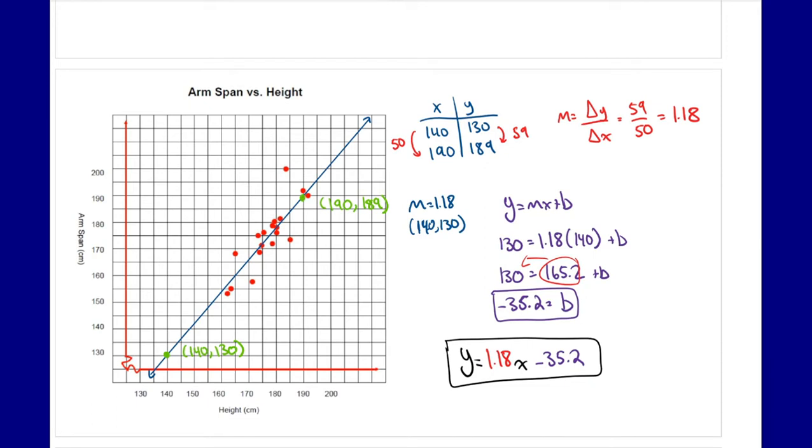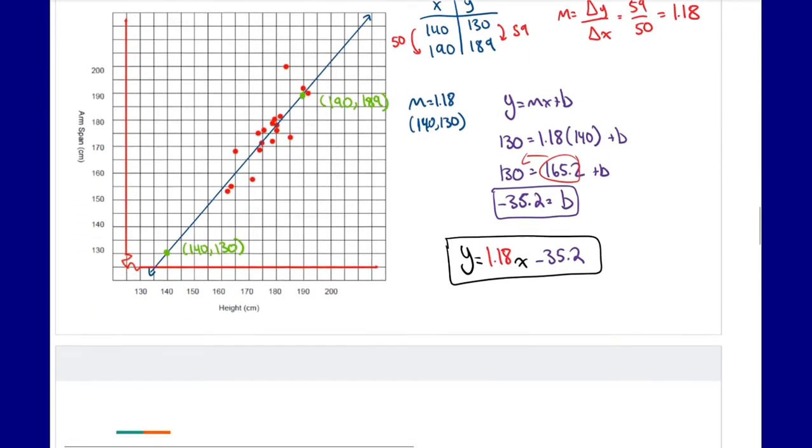Now we can use this line to make predictions if we wanted to. It would be a little bit more accurate than the predictions we made in the previous lesson. So that's the main thing. We want to find the line so that we could make predictions if we wanted to. And when we come up with this line, or sometimes it's called a linear regression using technology, it gives us the R value. So it tells us how closely related to a straight line this is, right? And that's what we're going to do next.